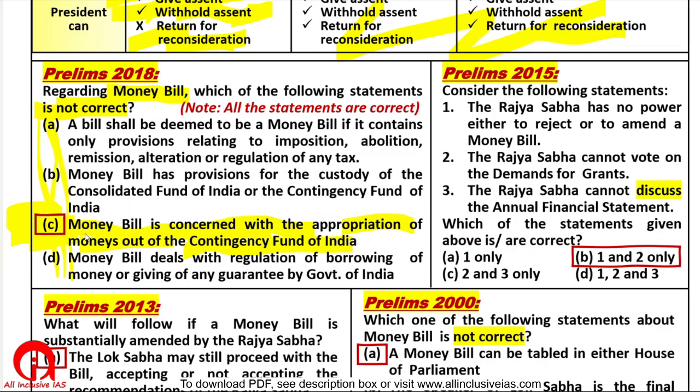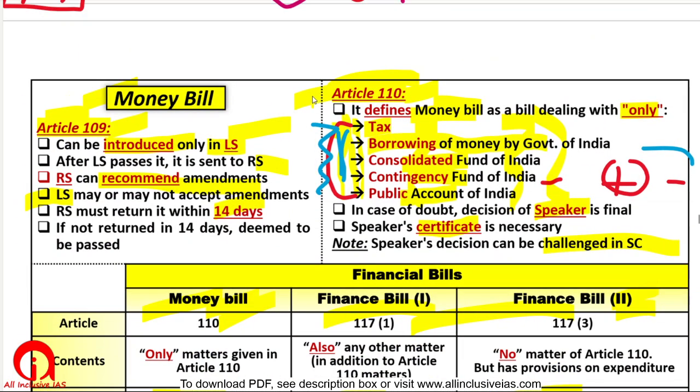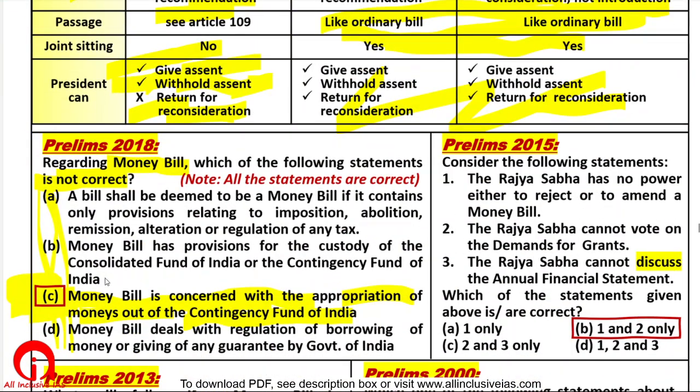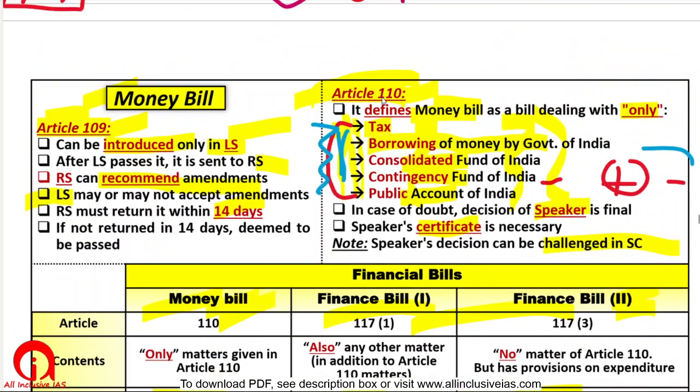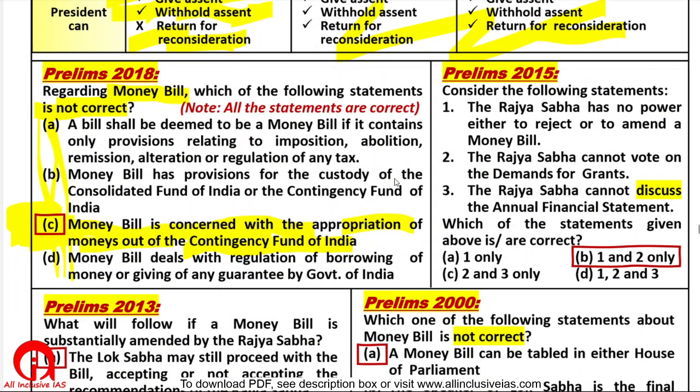However, if you read other provisions of Article 110, then this third statement also becomes correct. So that was the fault of UPSC paper setter. That is not your fault. For exam, I would suggest you, instead of learning whole Article 110, simply learn that if a bill has got something to do only with these matters, then yes, it is a money bill, right? You can prepare for mistakes done by UPSC, right?